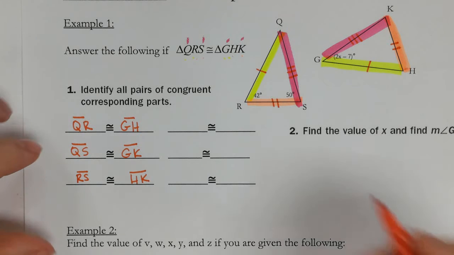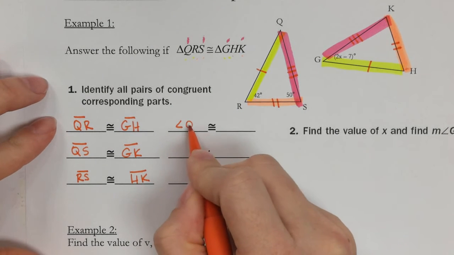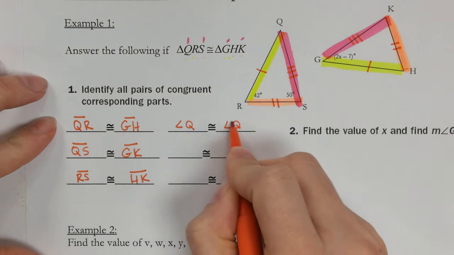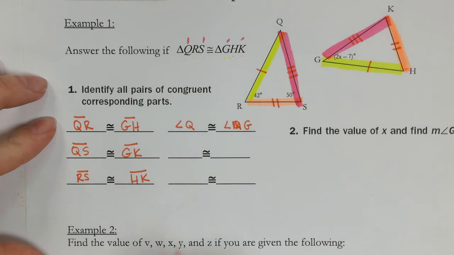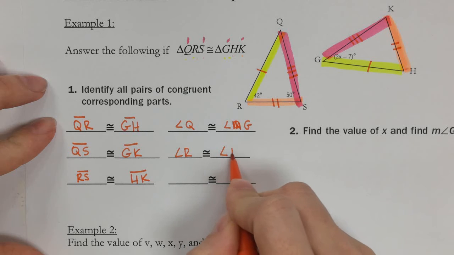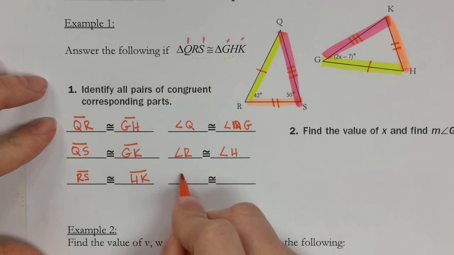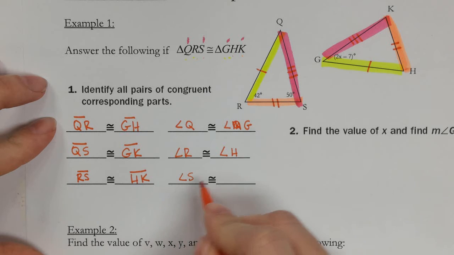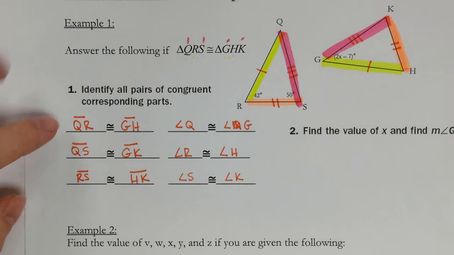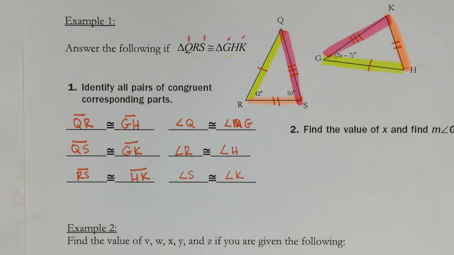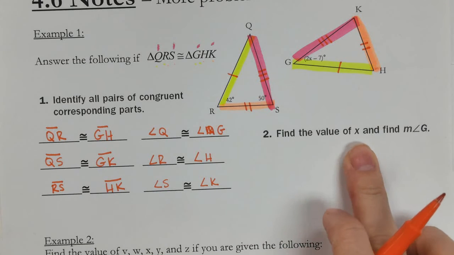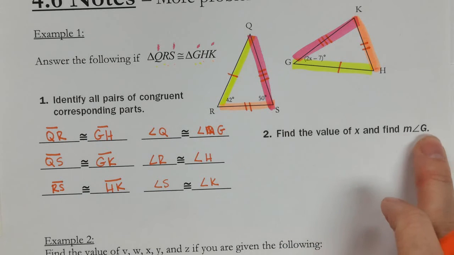Now I have to do the same with the angles. I know that angle Q is congruent to angle G. Sorry, I wrote Q. I know that angle R is congruent to angle H. And I know that angle S is congruent to angle K. So I've got all congruent sides, all the pairs of congruent angles. Then what I'm going to do is find the value of X, and I'm going to find the measure of angle G.